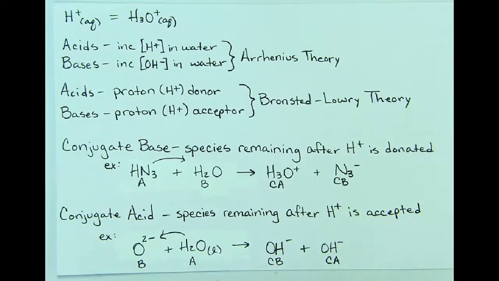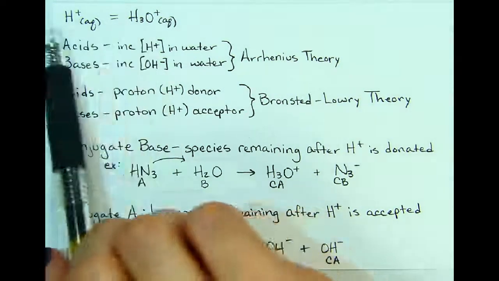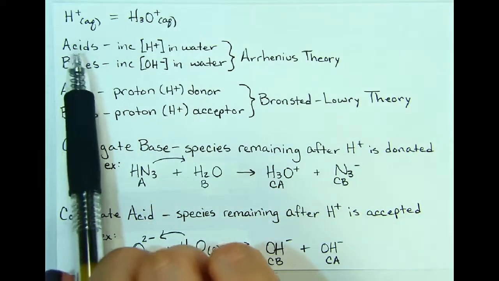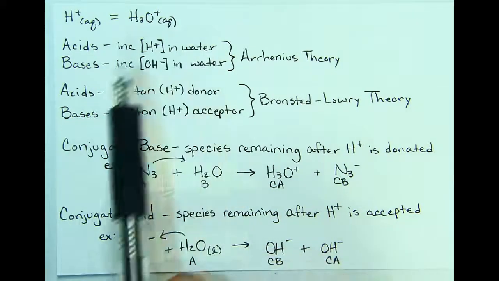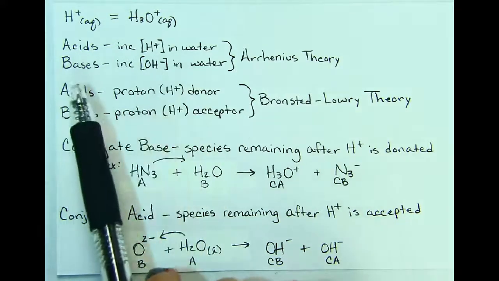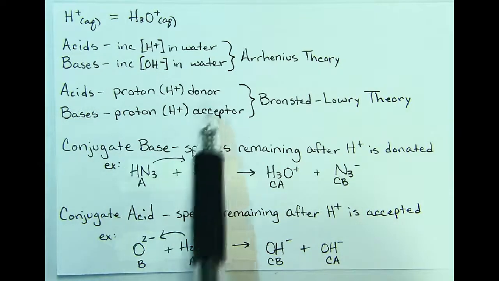So pause the video, and here's a little note card that kind of summarizes this section. The hydrogen and hydronium ions represent the same exact thing, and they both should be aqueous. If you have an Arrhenius acid, then that means it's going to increase the hydrogen ions in water, and an Arrhenius base will produce hydroxide ions in water. A Bronsted-Lowry acid is a proton donor, and a Bronsted-Lowry base is a proton acceptor.